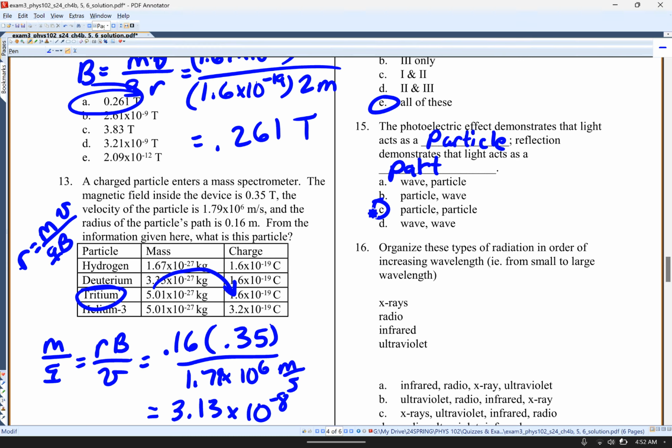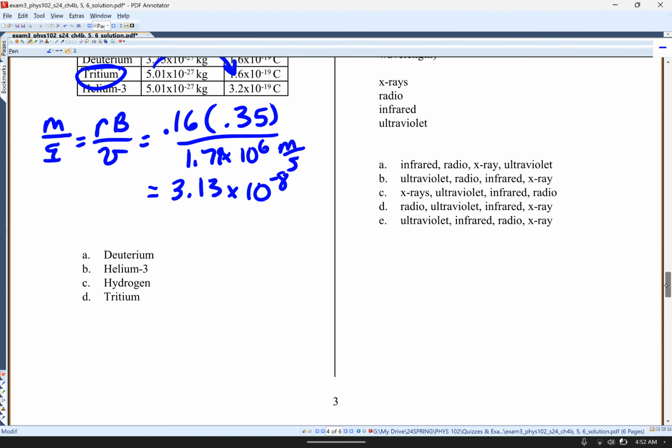Organize these in range of increasing wavelength. All right, so just looking at these, I know that radio has the biggest wavelength. So I'm just going to go through and look for radio here. So it's not that one or that one or that one or that one. So it has to be C. Let's just double check that. So I have the shortest wavelength, next, next, and then next. Yeah, so C is right.